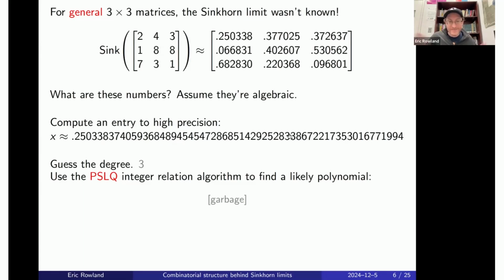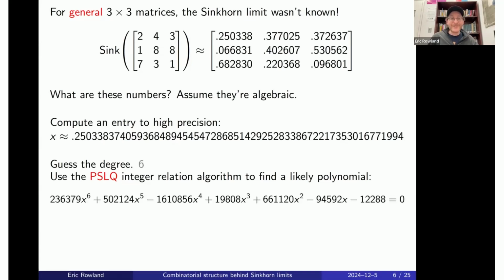You get coefficients, but they're very large. So what we have to do is increase the degree. Maybe it doesn't satisfy a degree 3 equation. Maybe it satisfies a degree 4 equation. But you still get garbage. And when you increase the degree to 5, you still get garbage. And when you increase the degree to 6, you get this polynomial, which looks like garbage, but is actually not garbage.